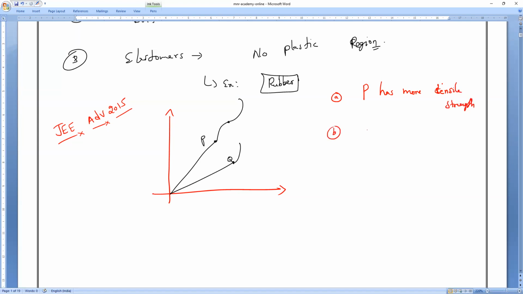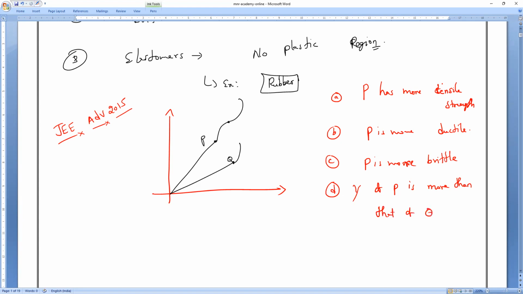Next, B: P is more ductile. Next, C: P is more brittle. Next, option D: Young's modulus of P is more than that of Q. So multiple answers are correct. You have to find the correct answer. So this is what it is about. So let us see how to solve it.